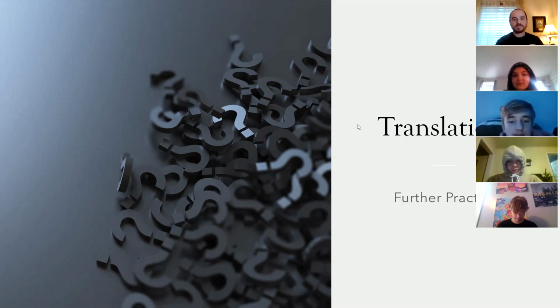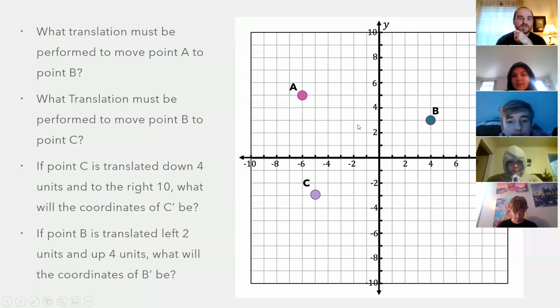I've got a couple example problems that I'm going to want you all to do, and then we'll get you out of here, give you plenty of time to work on your homework. So right here, we've got 4 different questions. We're going to start looking at just the first 2. The first 2 are a little bit easier.